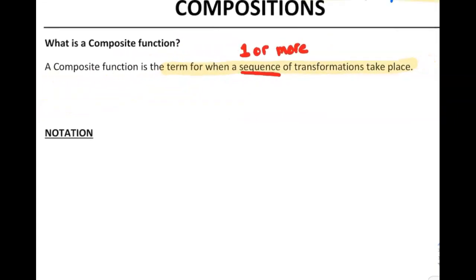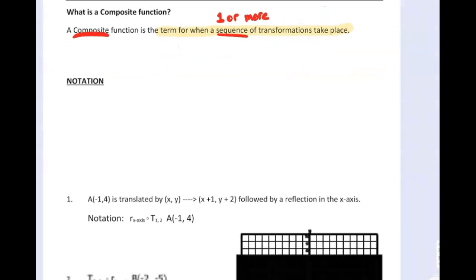Anytime you see the word composite in the world outside of math, it means multiple things put together. A composite is like a puzzle of a bunch of things put together. So it could be one, but usually in this case it's going to be two. So notations. How does this look?